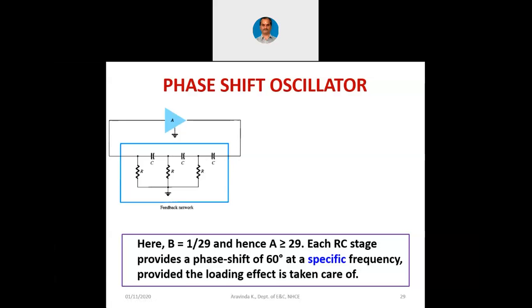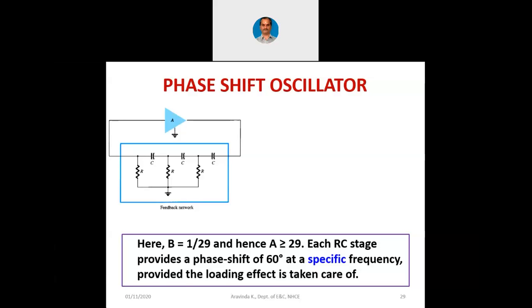It may be 59 degree or it may be 61 degree. If it is 59 degree, the net phase shift will not be 180 degree. It will be lesser. If it is 61 degree, again, the net phase shift will be more than 180 degree. Then the circuit will not become an oscillator. Circuit will not work like an oscillator. That is the beauty here.